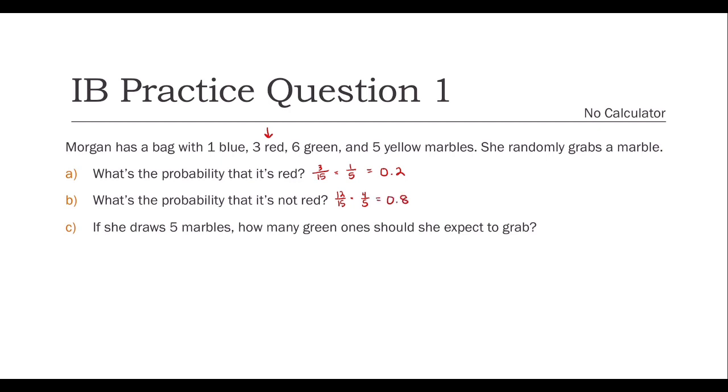Part C says if she draws 5 marbles, how many green ones should she expect to grab? So our probability of a green is 6 out of the 15, and she's drawing 5 marbles, so we'll multiply it by 5. Our 5 and 15 simplify to 3 and 1, so we get 6 over 3, which equals 2. So she can expect to grab 2 green marbles.